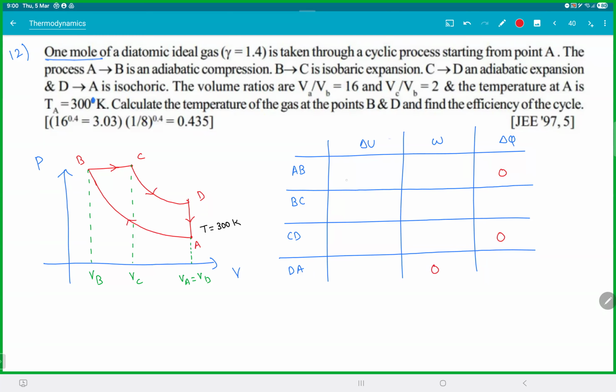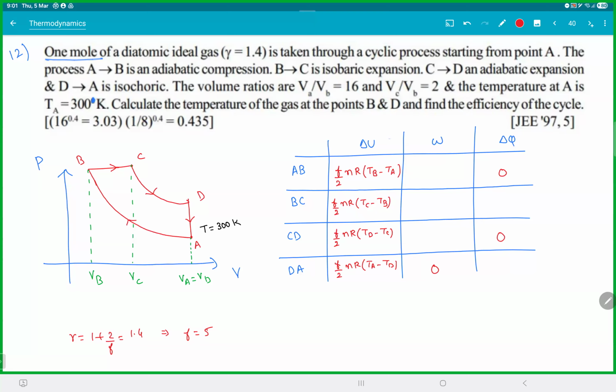So A to B, you can find that gamma, say gamma is 1 plus 2 by F, is equal to 1.4. 2 by F is equal to 0.4. So F is equal to 5. This is a diatomic gas. So delta U will be F by 2 NR (TB minus TA). Then F by 2 NR (TC minus TB). You know all the temperatures, we can substitute here. F by 2 NR (TD minus TC). F by 2 NR (TA minus TD).